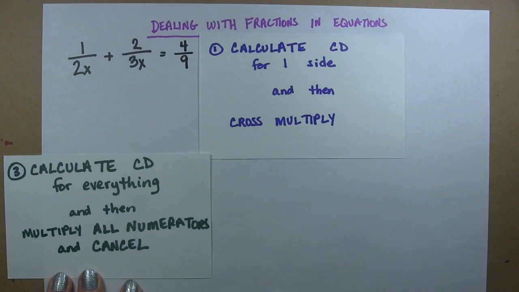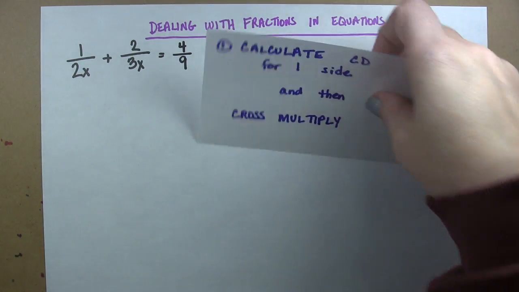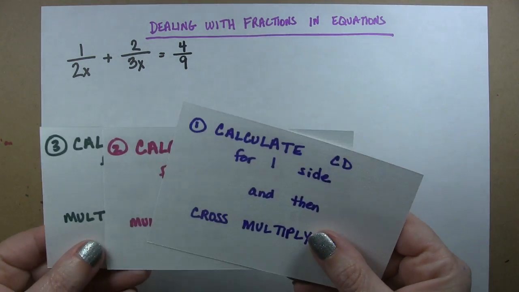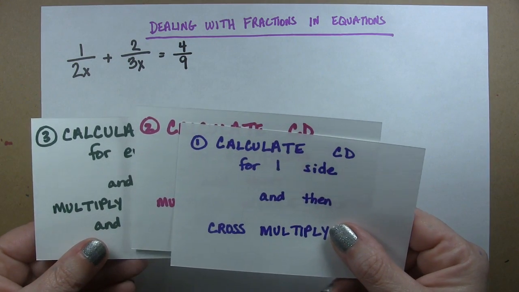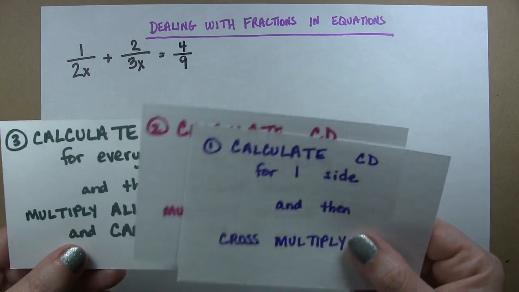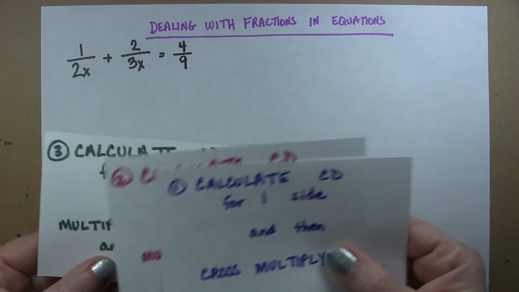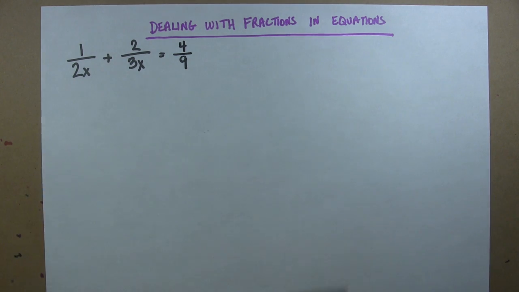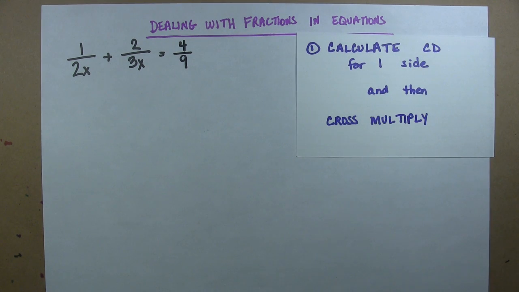We're going to go through each one slowly, so don't worry that you didn't get all that the first time around. In the final analysis, I don't care which of these techniques you pick. It doesn't make any difference to me whatsoever. I just want you to see that they all work, and I want you to have the chance to practice with them all so that you can discover your favorite. As long as you don't make any mathematical errors, you'll get the same answer no matter what. So we're going to focus first on calculating the common denominator for one side and then cross multiplying.